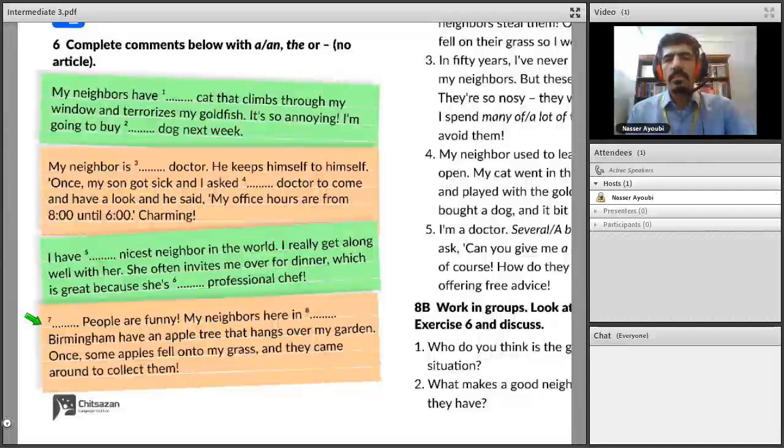People are funny. Which people? People in general, so no article. People are funny. My neighbors here in Birmingham, name of a city, no article. In Birmingham, have an apple tree that hangs over my garden. Once some apples fell onto my grass and they came around to collect them. Again, people are funny is used ironically, sarcastically, to show disapproval, that you are annoyed by them.